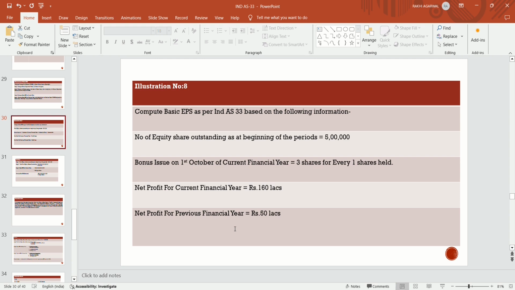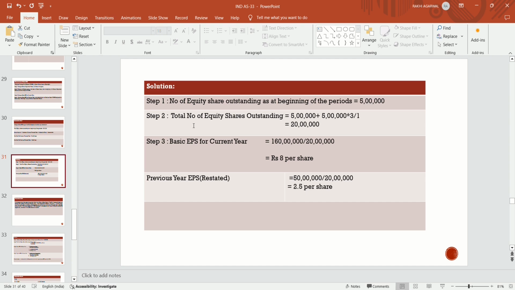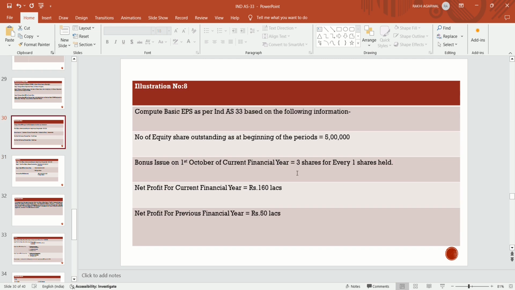So 160 lakhs is the current financial year profit and 50 lakhs is the previous financial year profit. Now step 1, firstly we will calculate the number of equity shares outstanding at the beginning of the period, that is 5 lakh. Now the total number of equity shares: because the entity issued the bonus on 1st October, for every 1 share, 3 shares are to be given.